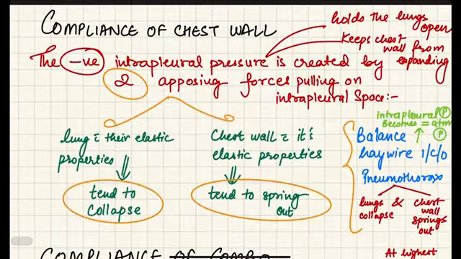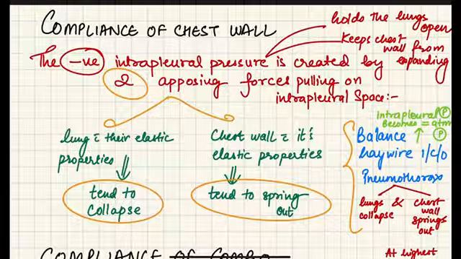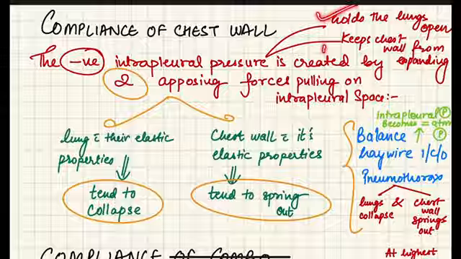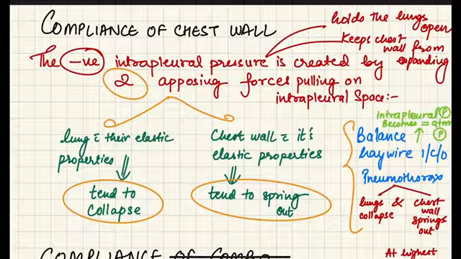Compliance of the chest wall is another thing. The negative intrapleural pressure is created by two opposing forces: the lung, with its elastic properties, which wants to collapse, and the chest wall, with its elastic properties, which wants to spring out. So this negative intrapleural pressure created between both surfaces holds the lungs open and keeps the chest wall from expanding too much. But this goes all haywire in a condition known as pneumothorax.